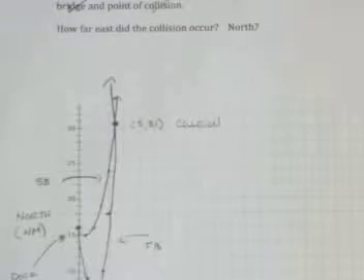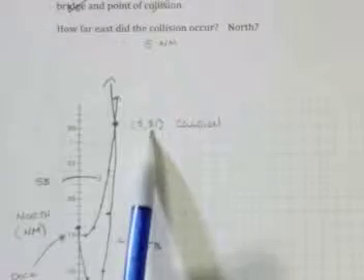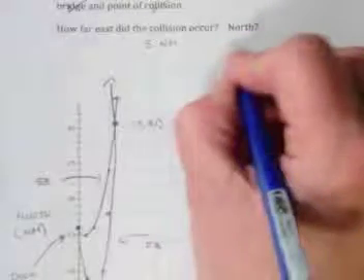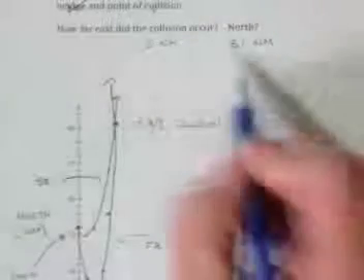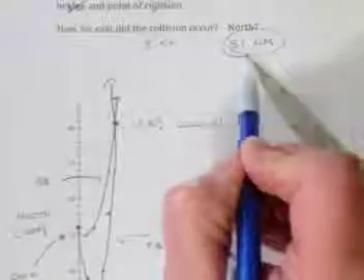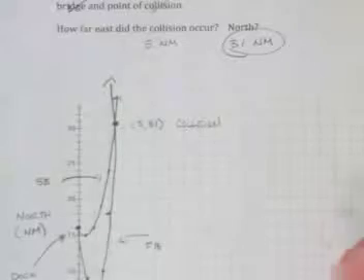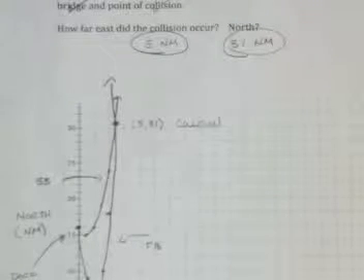So it says how far east did the collision occur, and that's going to have to be my x value right here, 5 nautical miles, and I'm abbreviating for speed here. And how far north, 31 nautical miles. That's my y value because my y-axis represents how far north I am from the bridge. That's my x value because x represents how far east I am from the bridge.